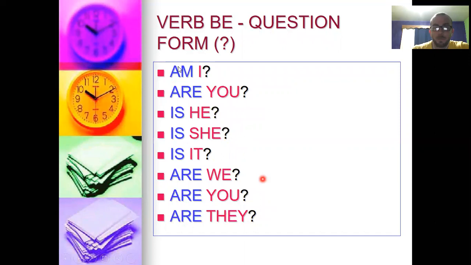For the interrogative, remember to add the verb to be at the beginning. Entonces digo, am I, are you, is he, is she, is it, are we, are you, and are they. So be careful with the formulation of the question, the structure of the question. Tengo estudiantes que dicen, he is tall, como una pregunta, él es alto. He is tall, no. Is he tall? Recuerden hacer el switch, okay?